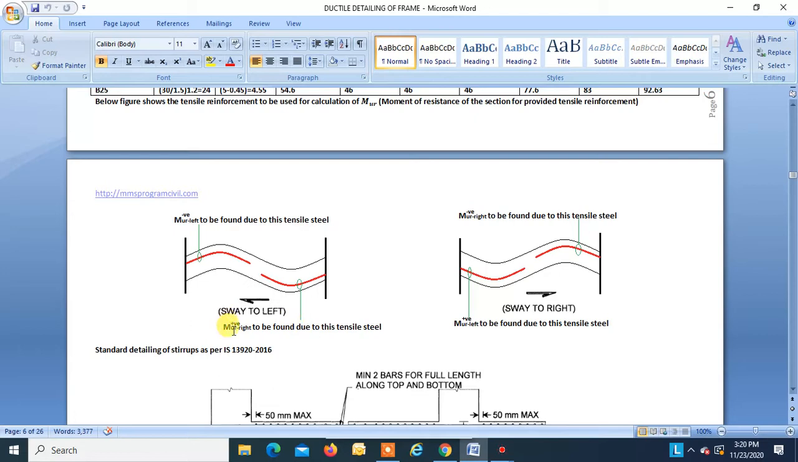Similarly, this is Mur right, positive because this is sagging. Similarly, this is Mur left, this is positive because this is sagging. This is Mur right, this is negative because it is hogging. So this is how we find the Mur.